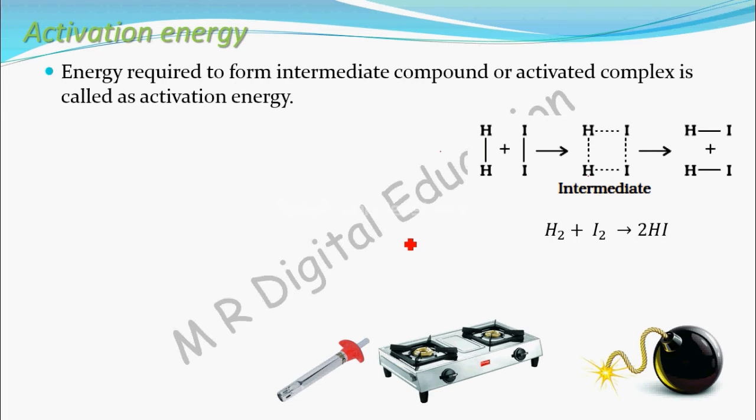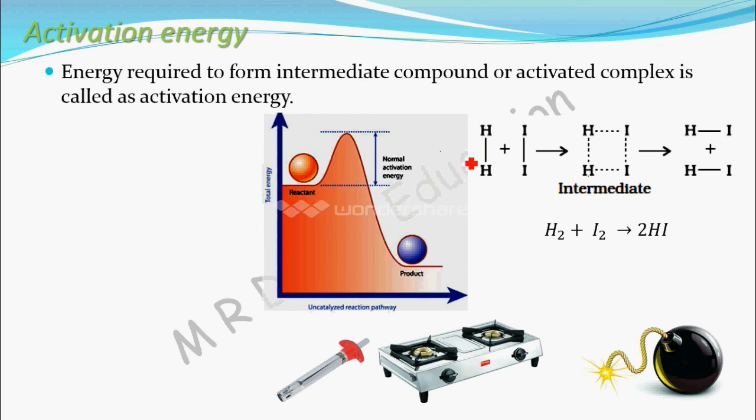So for reactants, some small amount of energy is required to form the intermediate compound or this activated complex. That energy is called activation energy. Let's see it graphically. See, here is a ball. It has to come down here. To come down here is a barrier. To overcome the barrier, you need to push it with some amount of energy. You need to put this much energy to overcome this barrier. This amount of energy is called activation energy.